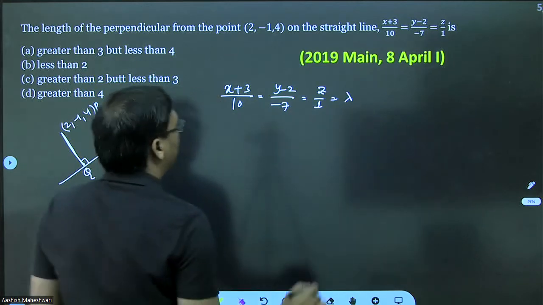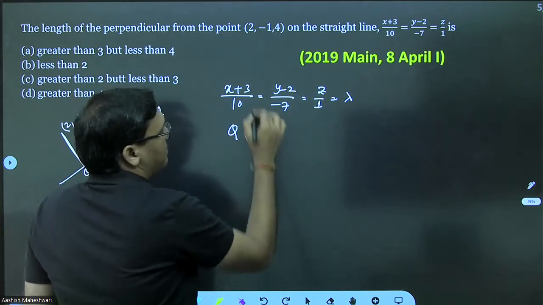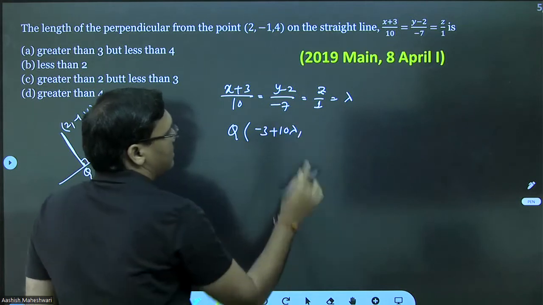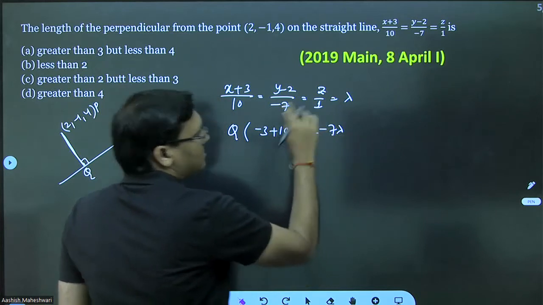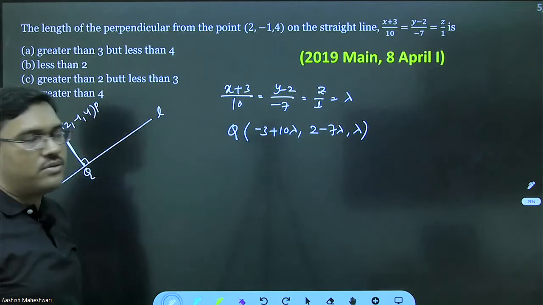Let's say this is equal to lambda. So I can say, what is the point Q? This is 10 lambda minus 3, then minus 7 plus 2 minus 7 lambda, right? You can arrange this, and this is lambda. I can write any point on this line.